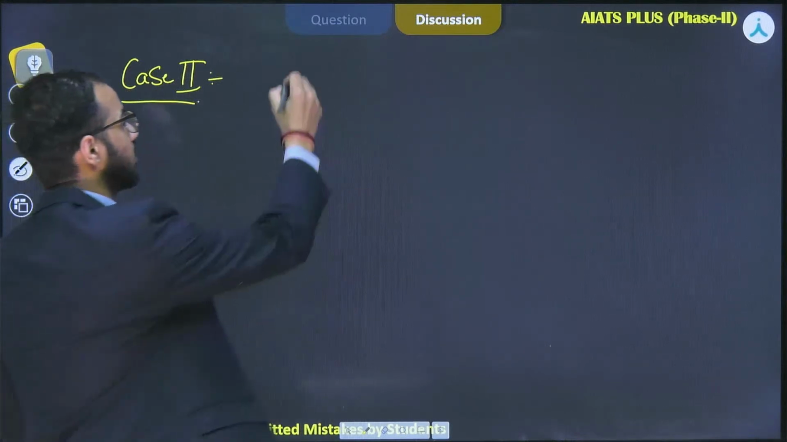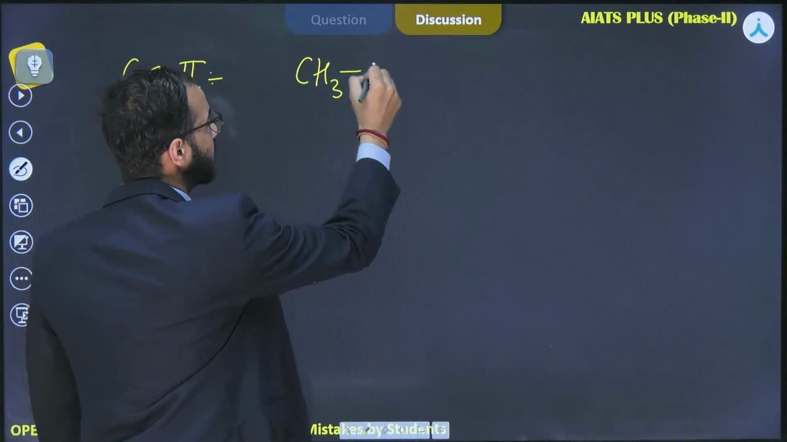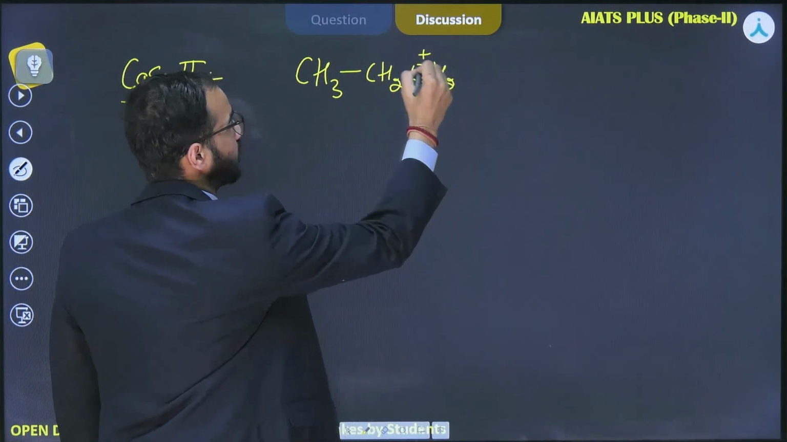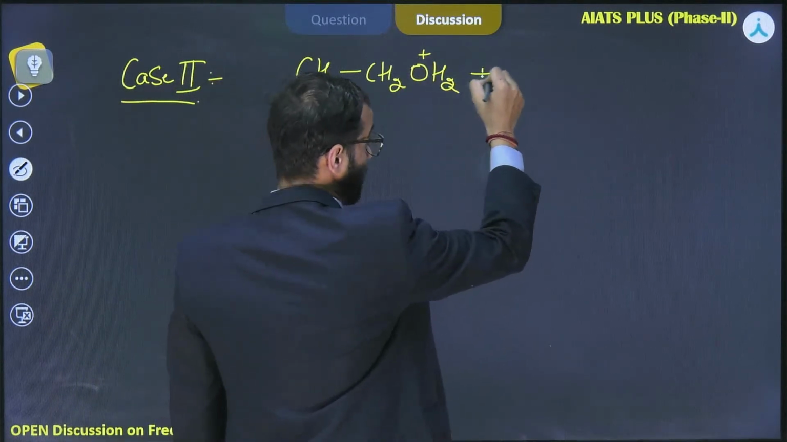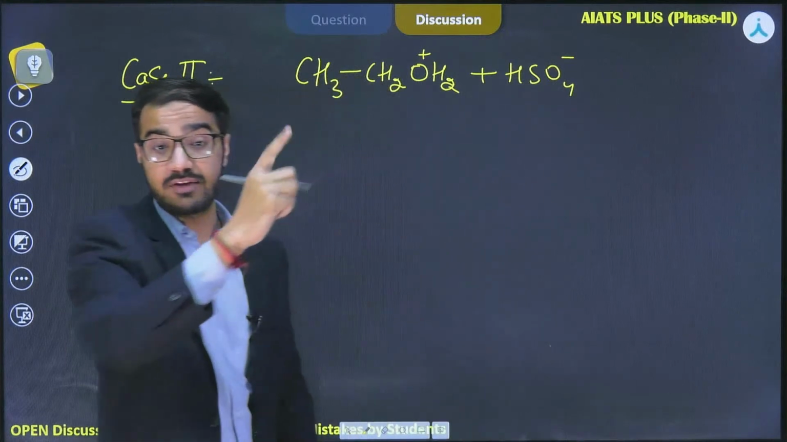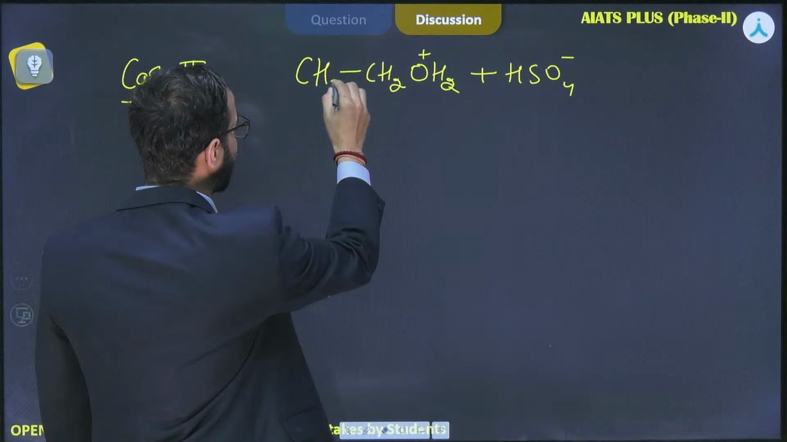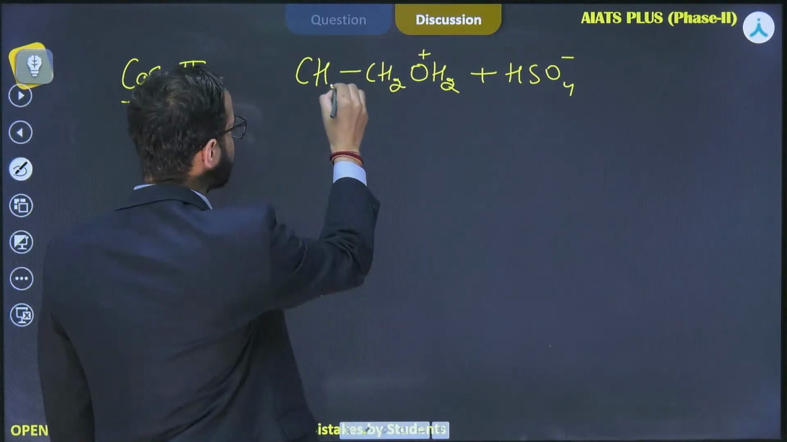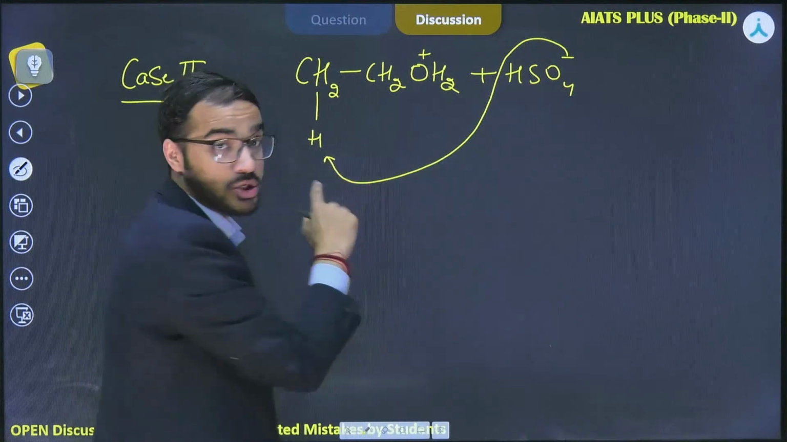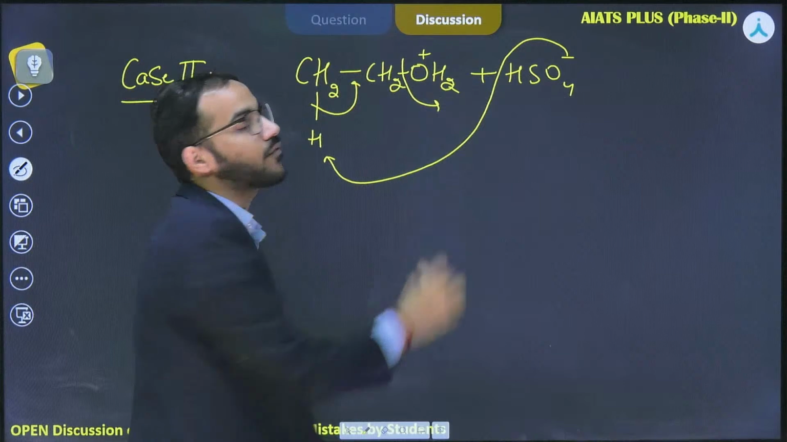In this part, the left position, or we can say that CH3CH2OH2 positive, and there is a presence of HSO4 negative. The HSO4 negative can undergo an elimination reaction. If we write this in the form CH2H, this HSO4 negative will abstract that proton, and this bond will move over here, and removal of water takes place.